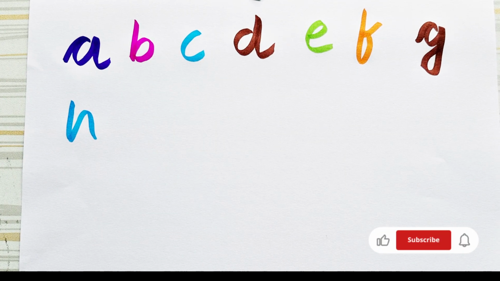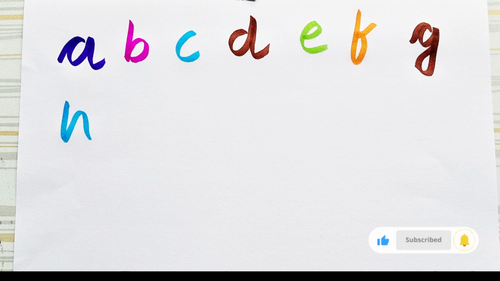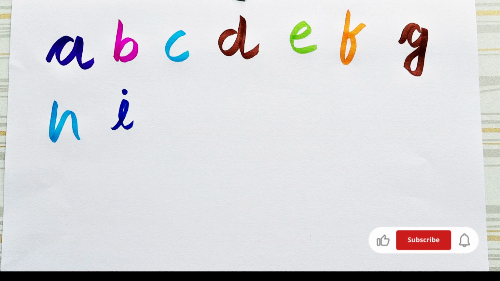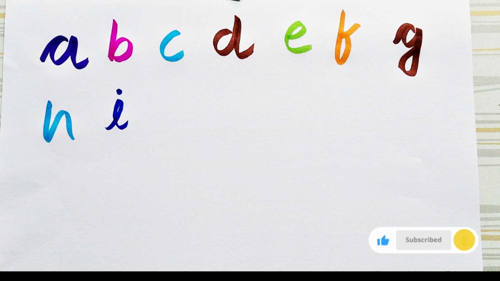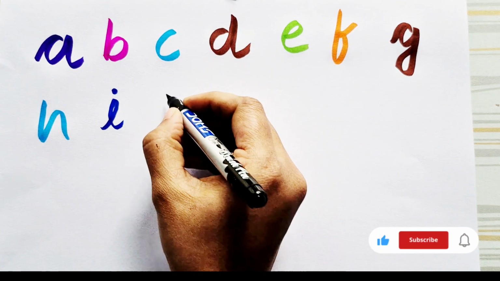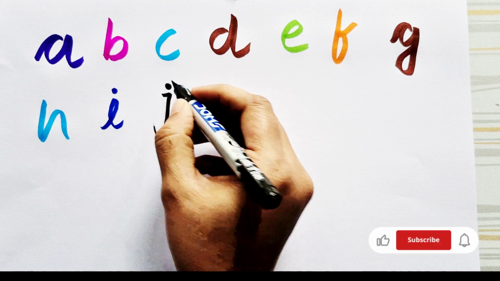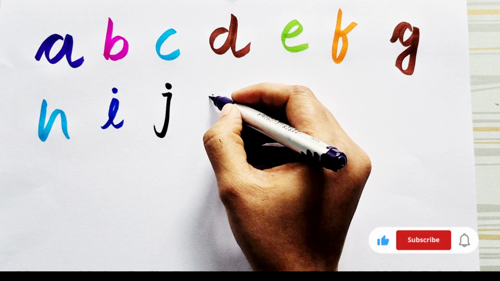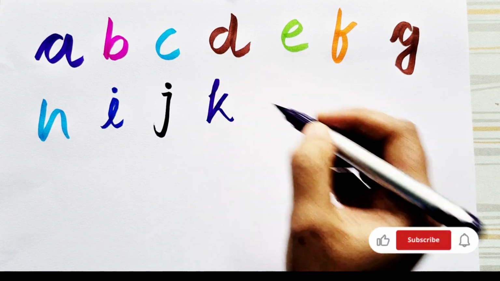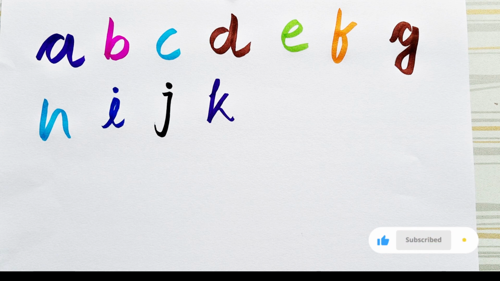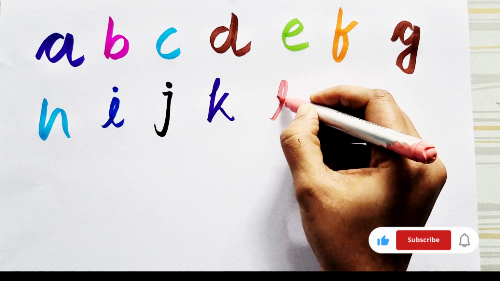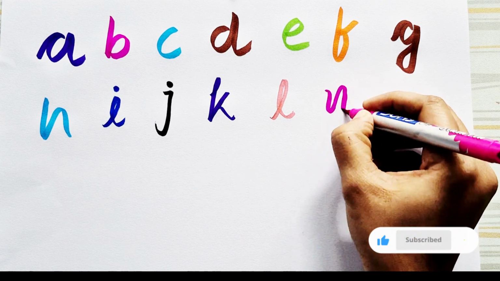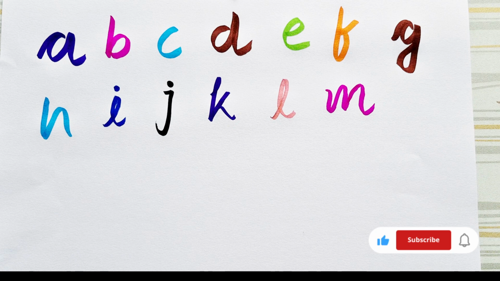H for horse. I for ink pot. J for joker. K for kite. L for lemon. M for monkey.